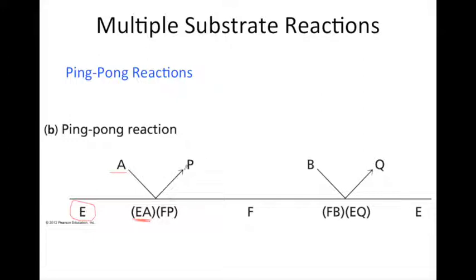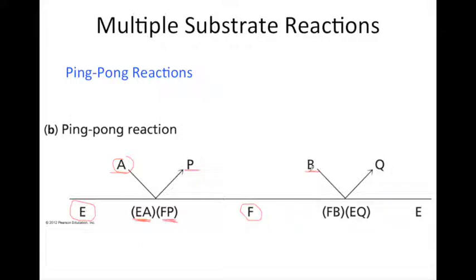A is then converted into product, let's call that P. And in the process of converting A into P, the enzyme is covalently modified. So maybe a functional group is transferred from A to the enzyme. And so you end up with this, we'll call it FP complex, where F indicates the modified enzyme. So not the free enzyme, but the modified enzyme. And P is the product. So then the product is released, and you have this modified enzyme. So the enzyme is modified with some functional group, which came from A.